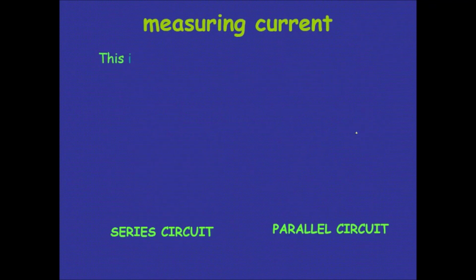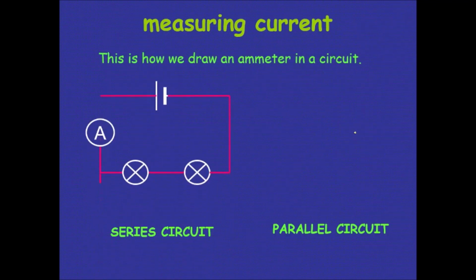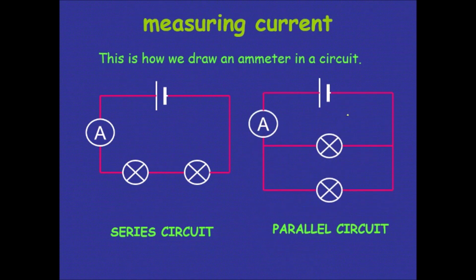Okay. So just to show you how ammeters work in series and parallel. The wire doesn't go through it. You always have space for the components. So same flow, like you can see here. Okay, so it's negative to positive.